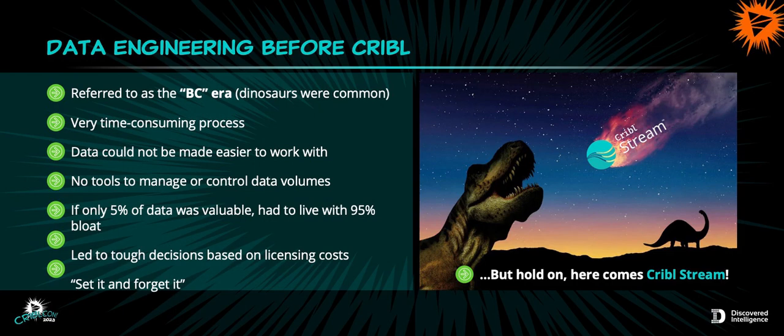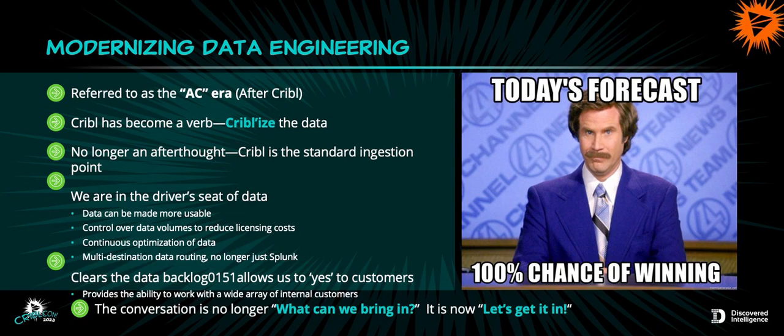And so in summary, we'd have to reject requests in the BC era due to licensing or upfront development cost. We couldn't just bring in the valuable data or cost-effectively ingest the bespoke data. And when we did bring in data, our ability to transform the data into useful data was severely limited. And then along came Cribl Stream.